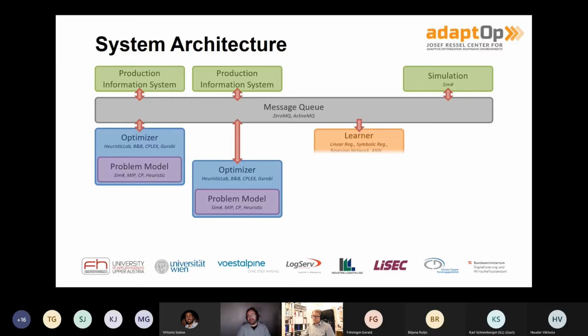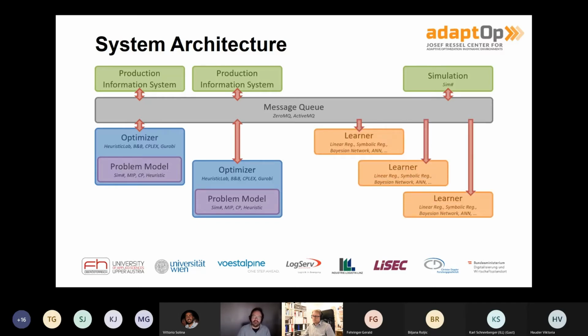And then we can attach learners. So the events that occur in the message queue contain information about different change events, and the learners listen on this message queue to retrieve information on these change events and to process these events somehow. And you see that we have a variety of machine learning methods that we plan to apply here, starting from very simple ones such as linear regression to very powerful machine learning methods such as symbolic regression, Bayesian networks, or artificial neural networks, or whatever.